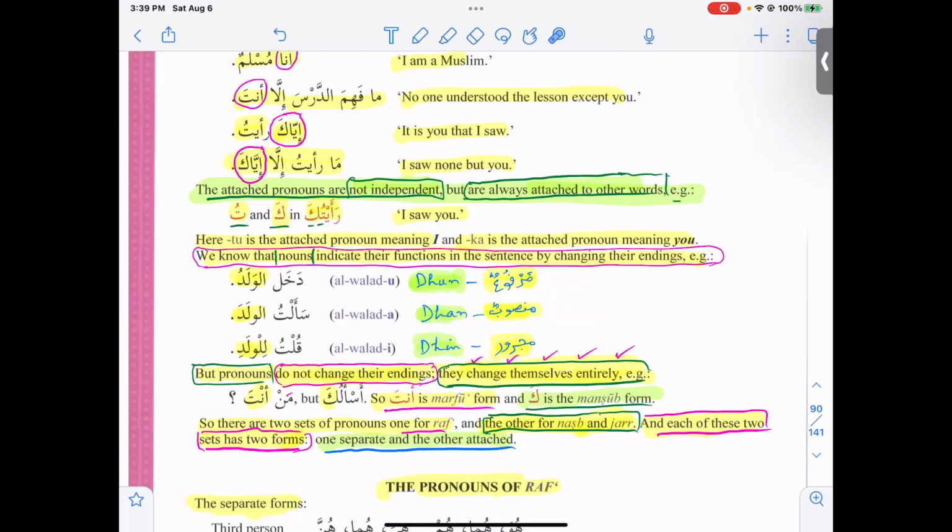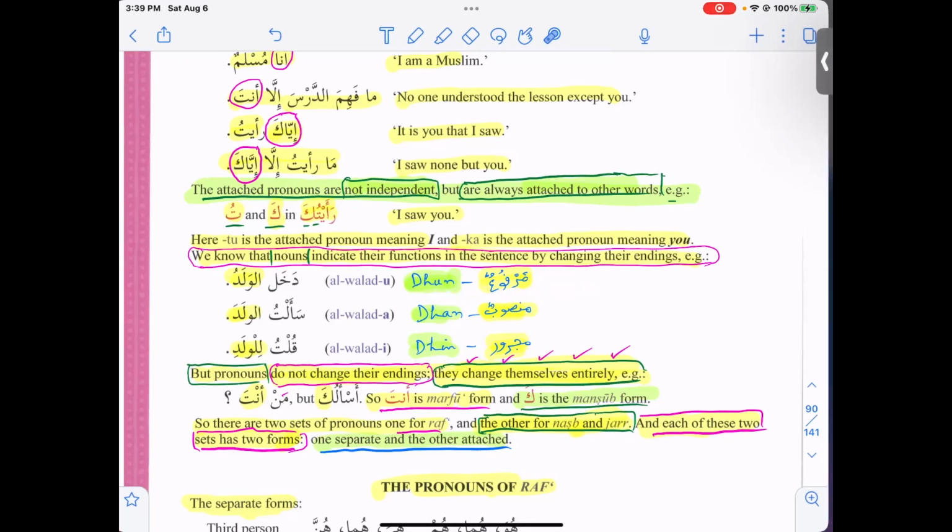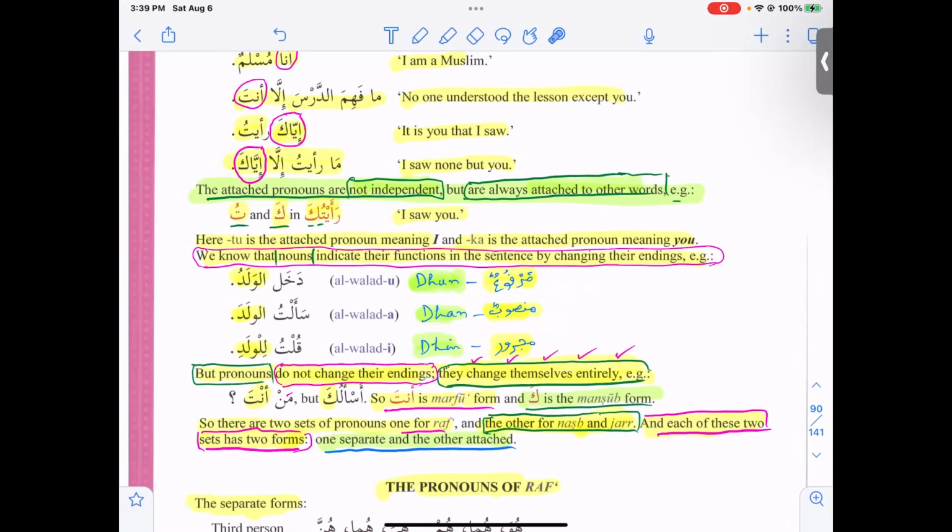When I say dun, it's marfu. When I say dun, it's mansu. When I say din, it's majru. So dun dun dun dun din din, dun dun dun dun din din. This was the first grammar song of my life.